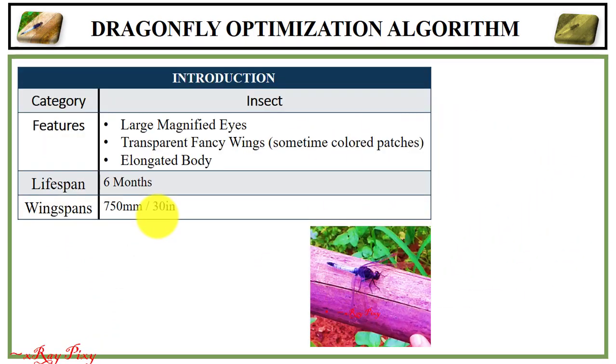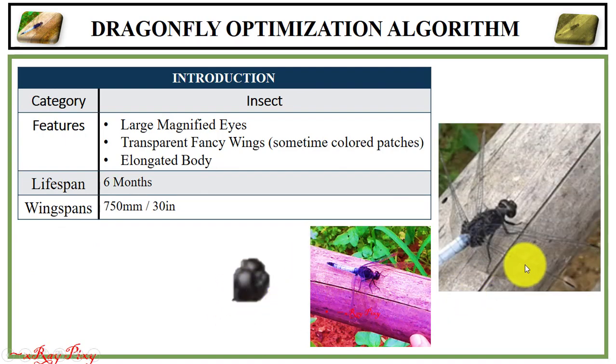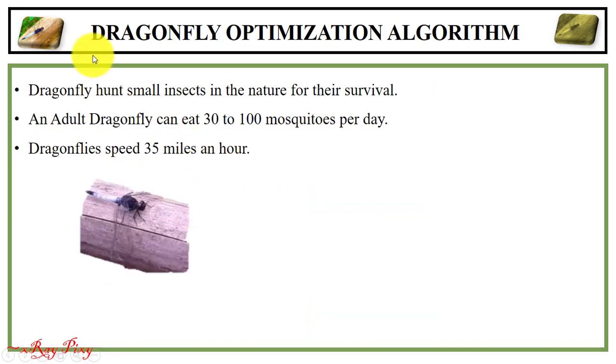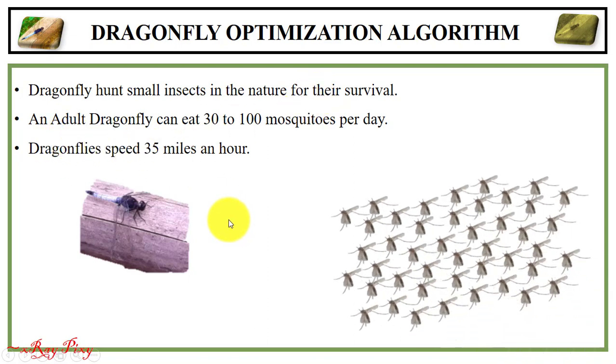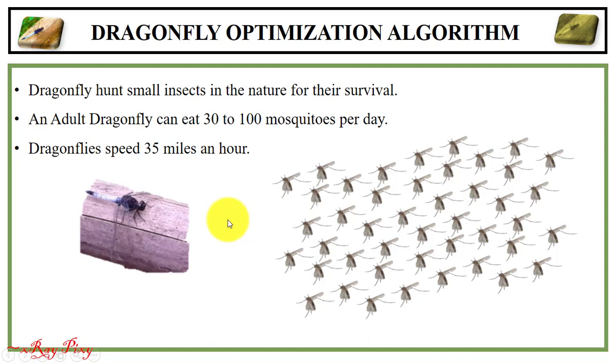We have certain features about dragonflies. They have large magnified eyes like this, transparent fancy wings like this, and elongated body like this, and their lifespan is 6 months. Dragonfly hunt small insects in the nature for their survival. An adult dragonfly can eat 30 to 100 mosquitoes per day, and the speed is 35 miles an hour.